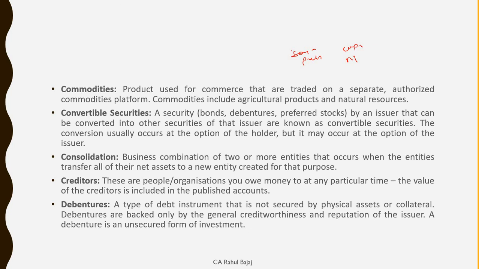Debenture: a type of debt instrument that is not secured by physical assets or collateral. Debentures are backed only by the general creditworthiness and reputation of the issuer. So just note here, it is not collateralized by any other security or any other thing. Debentures are floated or traded in the market based on the creditworthiness or reputation of the issuer.